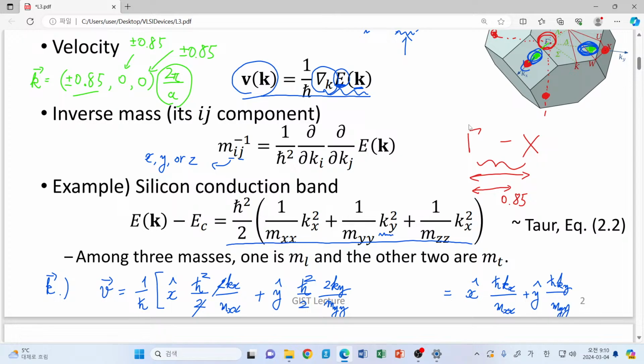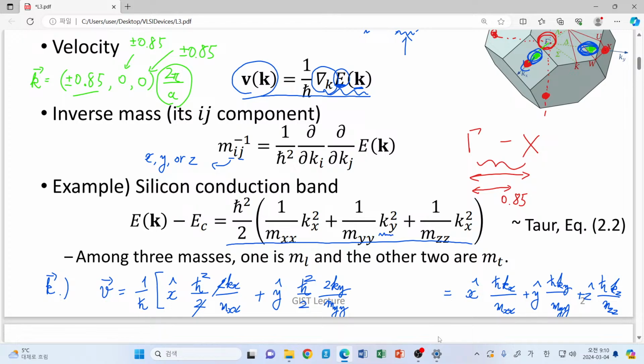So it is quite easy to imagine like this. Once you have a certain k value, then ħ times your k vector can be regarded as a certain momentum, and for each direction you take the directional mass m_xx or m_yy or m_zz. So that will be the expression for your group velocity.